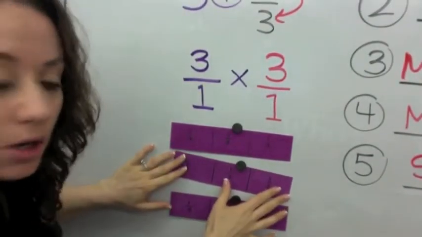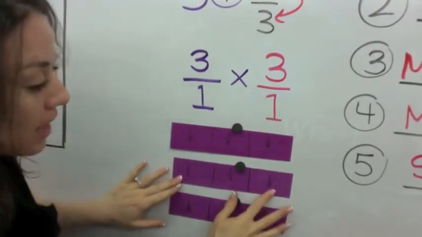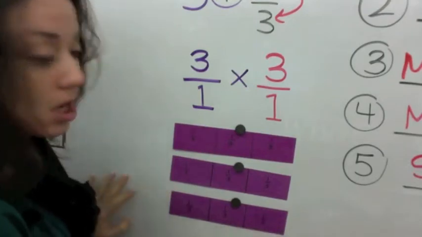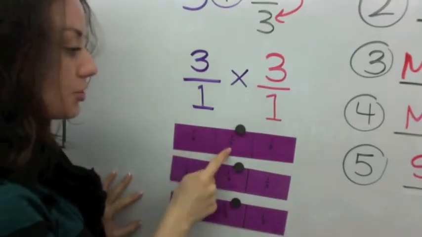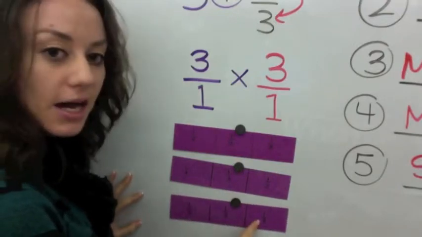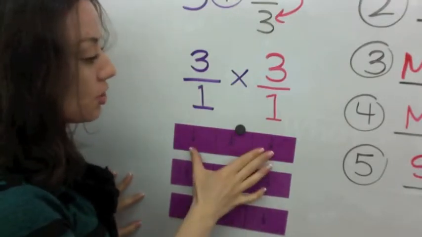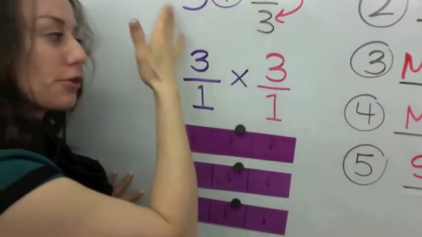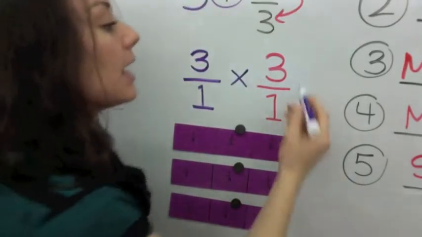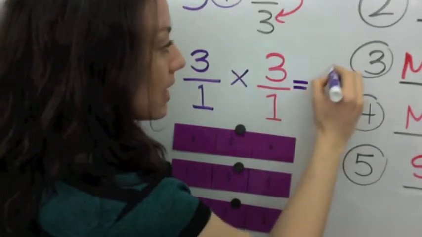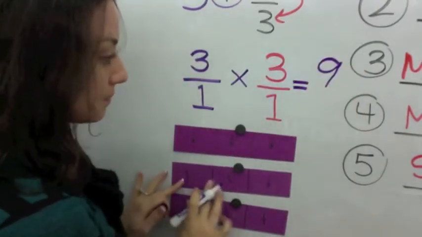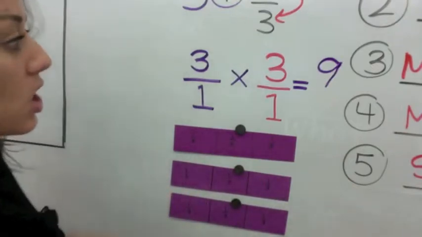Okay. So, how many thirds can you count all together? Okay, count the pieces of thirds. Count with me, go ahead. 1, 2, 3, 4, 5, 6, 7, 8, 9. Okay, so then how many thirds are there in 3? There are what? How many thirds? There are 9. There are 9 thirds, right? 9 pieces of thirds.